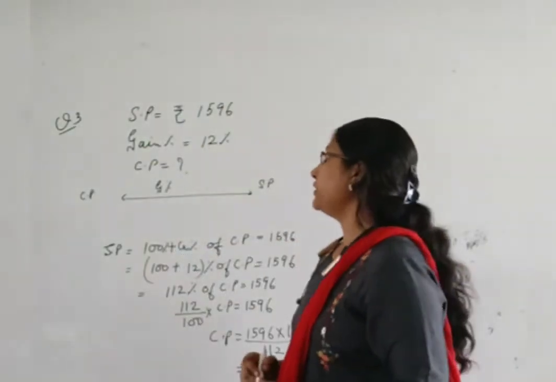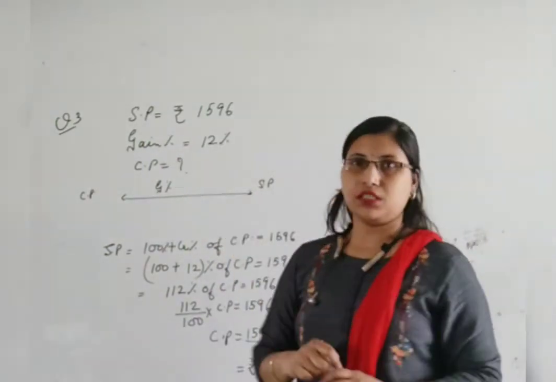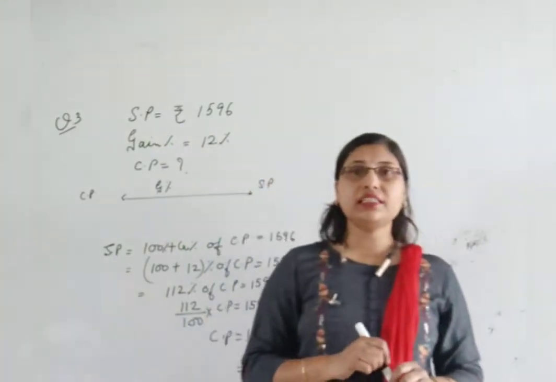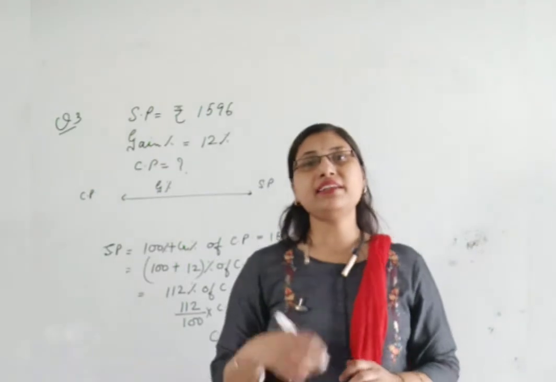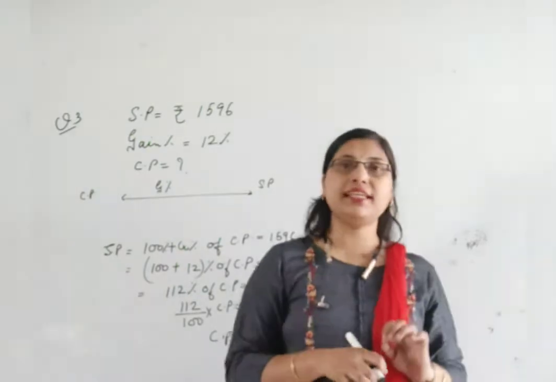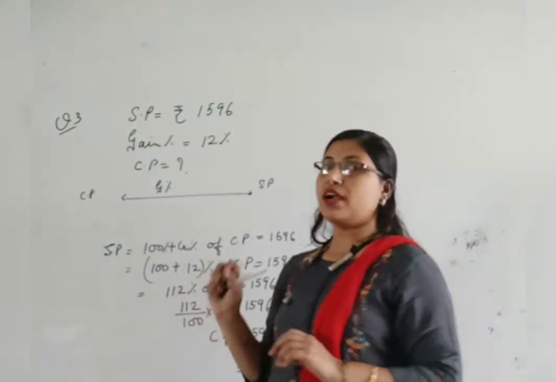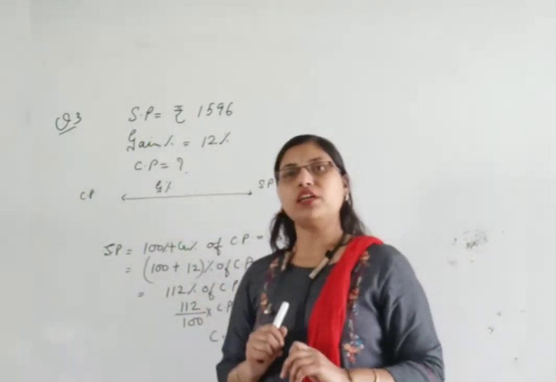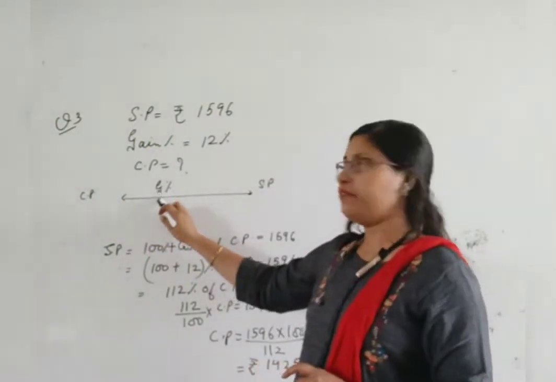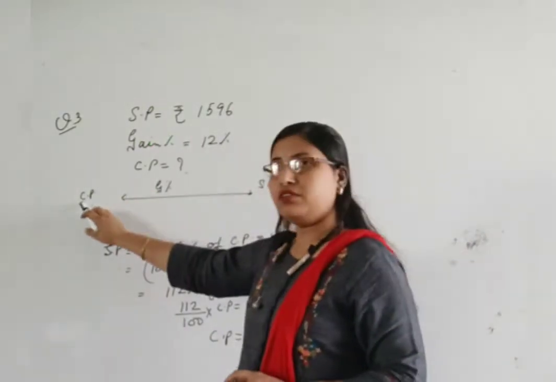Let's start question number 3. SP is given 1596. Gain percent is given to us, right? So one thing is we should learn the formulas. But when we learn formulas, at the time of examination, in nervousness, we generally forget the formula, and if there is any mistake, the complete question will be wrong. So better is to understand the formulas, that from where we have got these, right? So let us understand, this is CP, this is gain percent which is given to us, and this is SP, this is also given to us. Now we have to find out this CP.